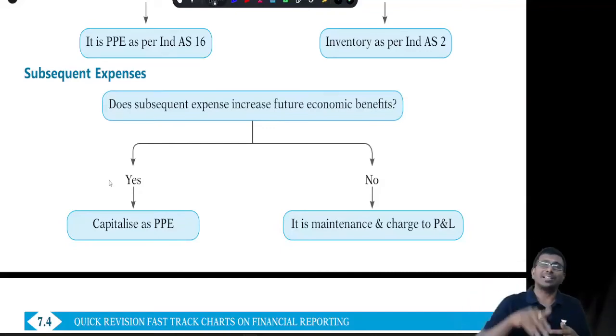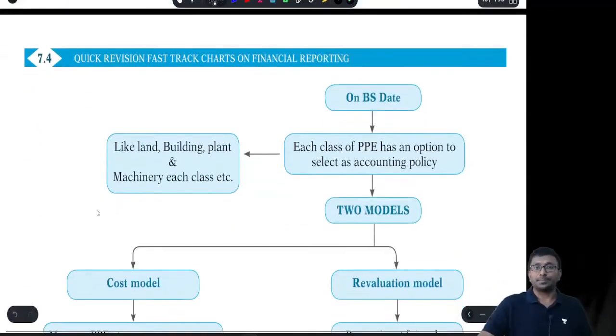Like I painted my existing building, no benefit. Normal servicing of one machine, my vehicle, my car, I took it for servicing. So does it give future economic benefits? It won't give additional economic benefits. It will maintain what it was giving. A repair or maintenance, the name itself is saying maintenance. It maintains what you were earlier getting. It maintains the same level. That's why it should be charged to P&L.